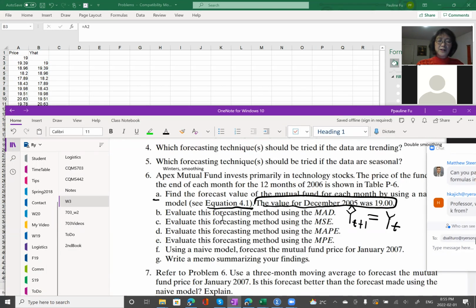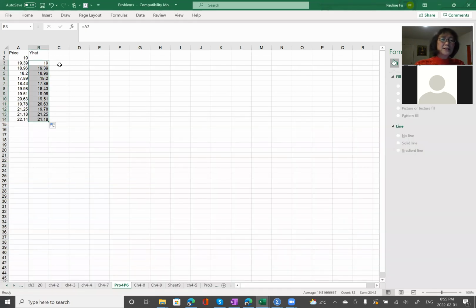And step B, evaluate the forecast using MAD. Remember what is MAD? MAD is to calculate the difference between the original observed number and the forecast number, and take the absolute value, ABS, take the absolute value.